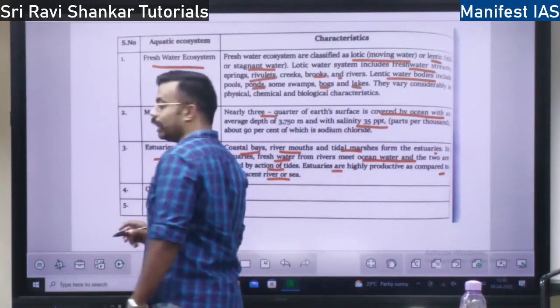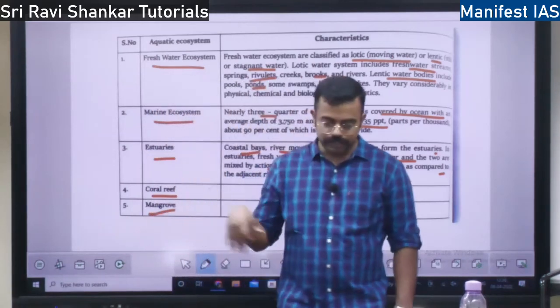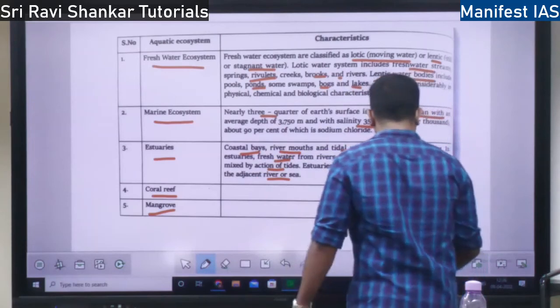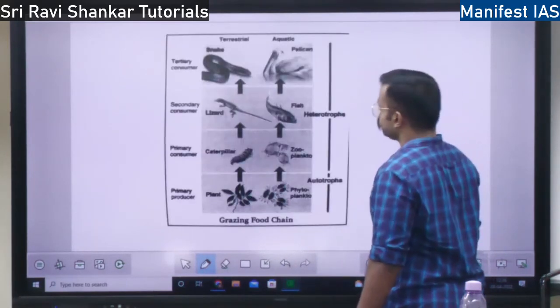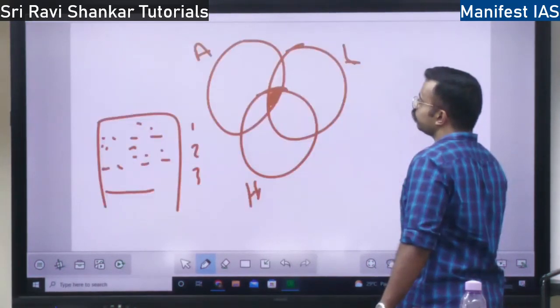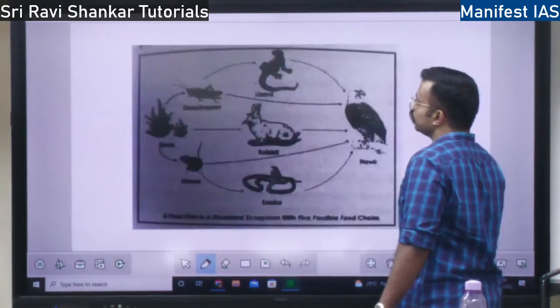Then you have coral reefs and you have mangroves. We will discuss later what is a coral reef, what is a mangrove. So this is with respect to the biomes. Various types of biomes.